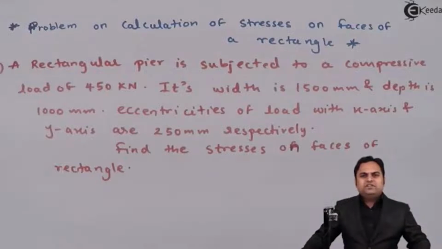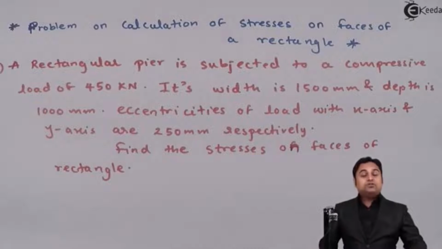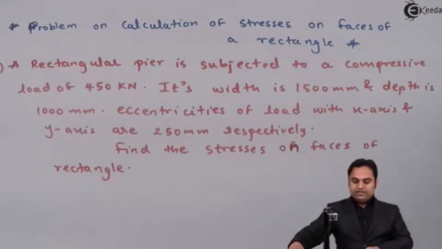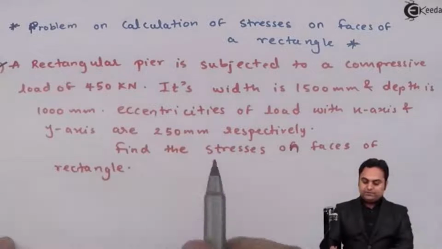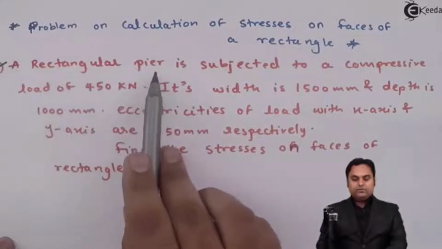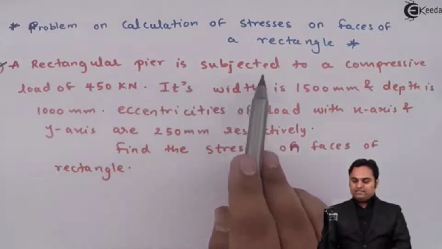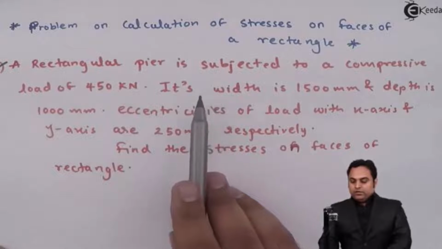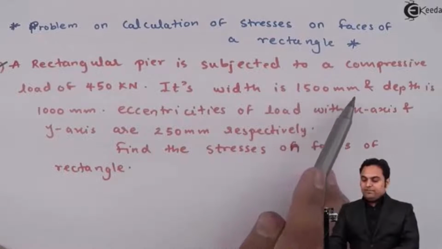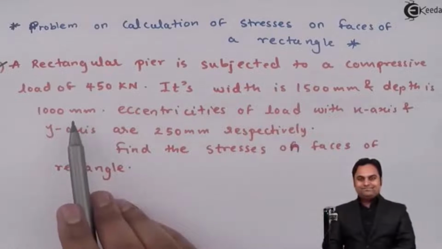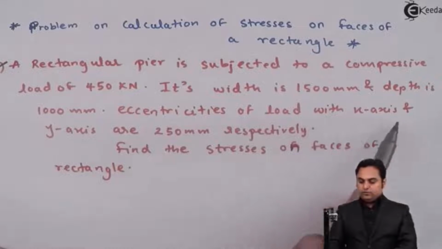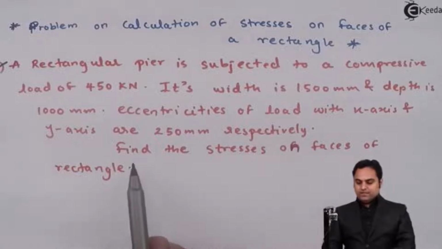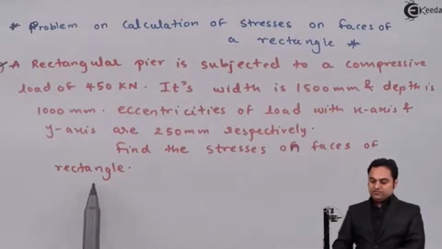In this video, we will see a problem on calculation of stresses on faces of a rectangle. For that, here we have a question. A rectangular pier, which is a column, is subjected to a compressive load of 450 kN. Its width is 1500 mm and depth is 1000 mm. Eccentricities of load with x-axis and y-axis are 250 mm respectively. Find the stresses on faces of the rectangle.